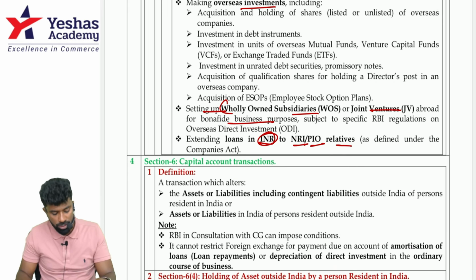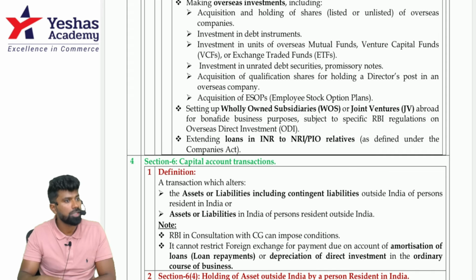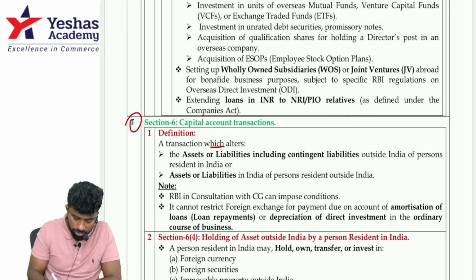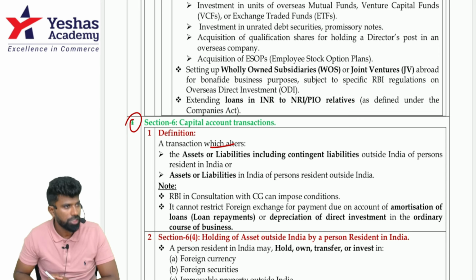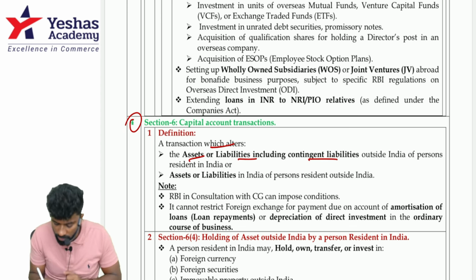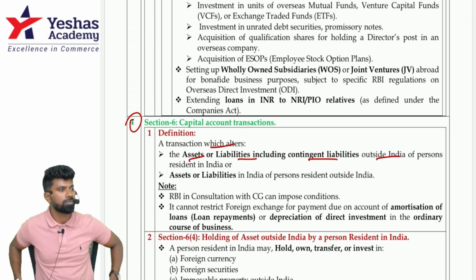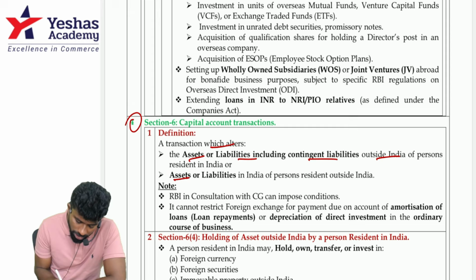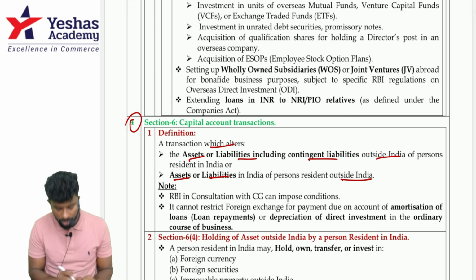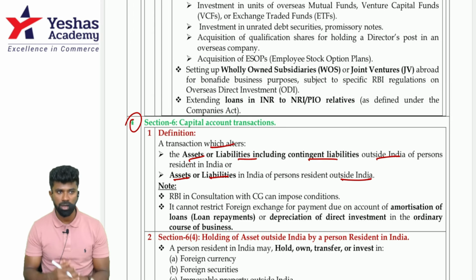Then comes section number 6. What is section number 6? You guys tell me what is capital account transaction? A transaction which alters assets, liabilities, including the contingent liabilities, outside India of a person resident in India, or a transaction which alters assets or liabilities in India of a person resident outside India. That is called as what transaction? One more time. What is capital account transaction?